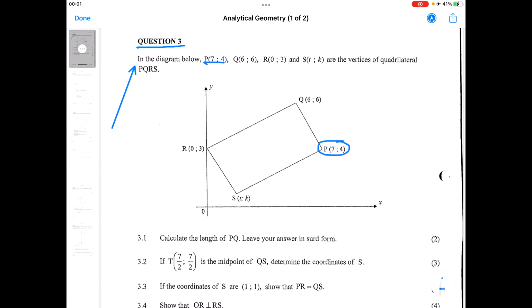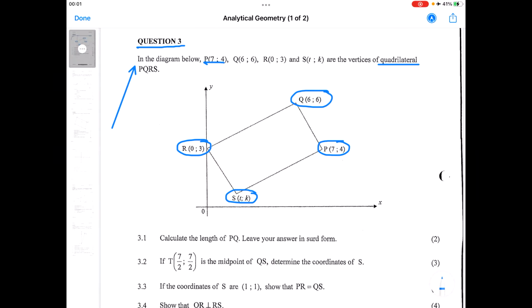Q being a point having the coordinates 6 and 6. Where is Q? Okay, there it's Q. R being a point having the coordinates 0 and 3. Where is R? Okay, there is R. And S being a point having the coordinates T and K. There is S. And the statement continues to say, are the vertices of quadrilateral PQRS.